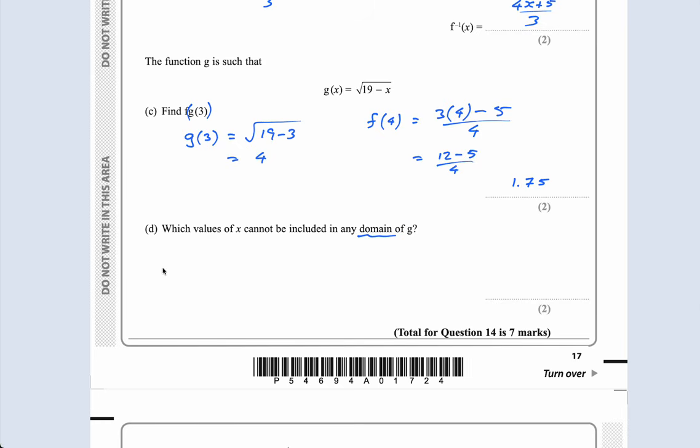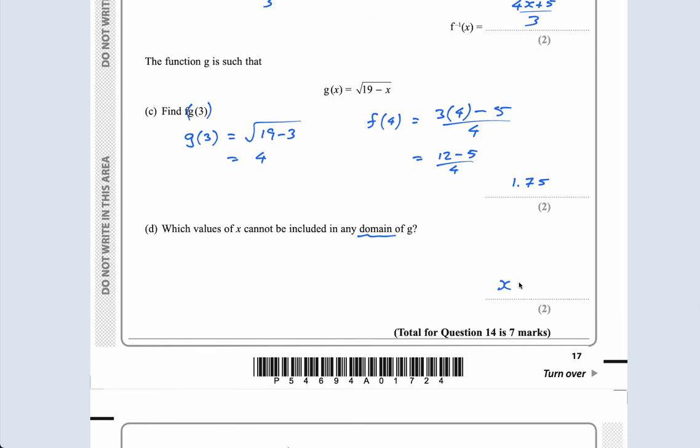So for example, if I put in 100, what's the square root of 19 minus 100? Well, that will give me the square root of minus 81. This cannot happen. I cannot get the square root of a negative number. So I can't put in 100, because there's a minus there. I can't put in 1,000. I can't put in 1,000,000. I can't put in 43.7. I can't put in any number bigger than 19. So the x values that cannot be included, x cannot be greater than 19.